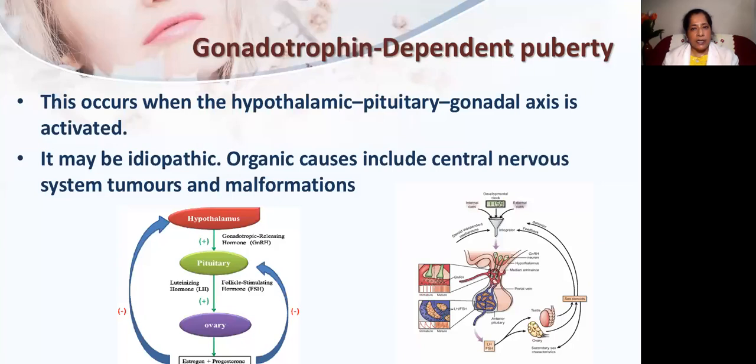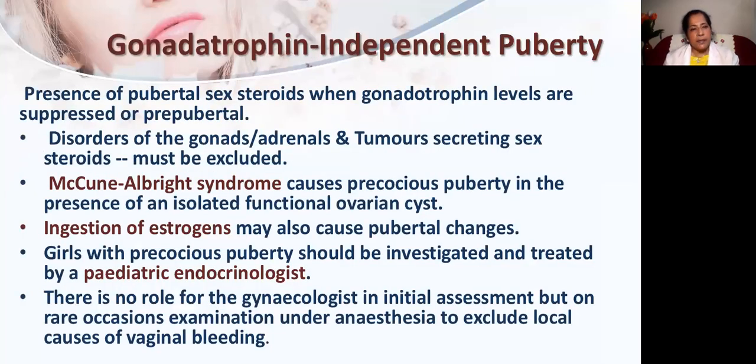Gonadotrophin independent precocious puberty. In this, the pubertal sex steroids are excessive when gonadotrophin levels are low, suppressed, or prepubertal. This may be due to disorders of gonads or adrenals, or some tumors which are secreting sex steroids.